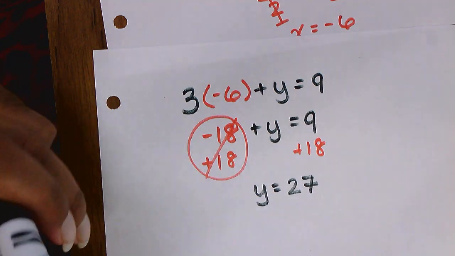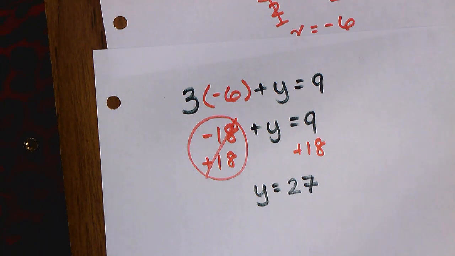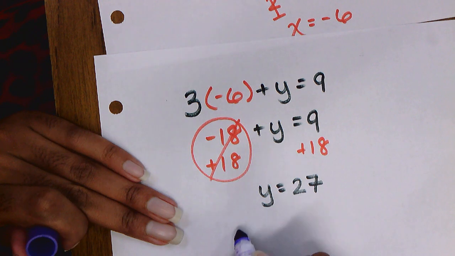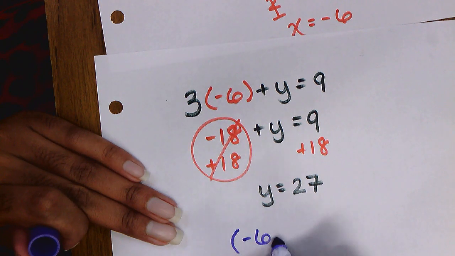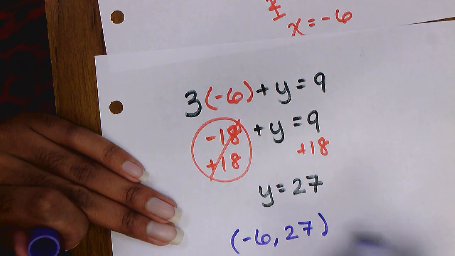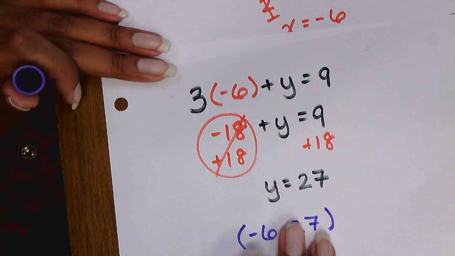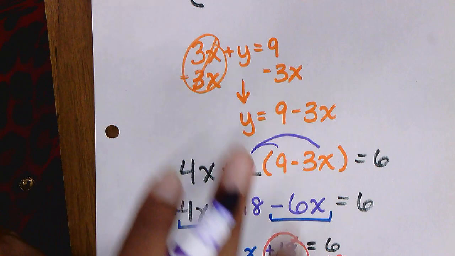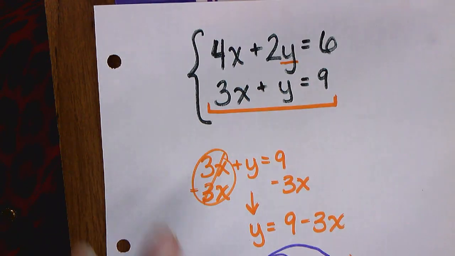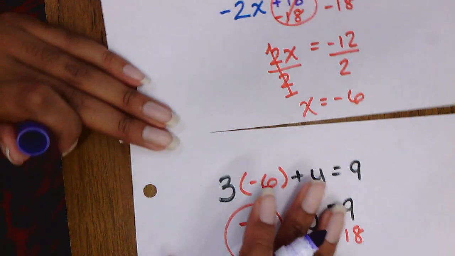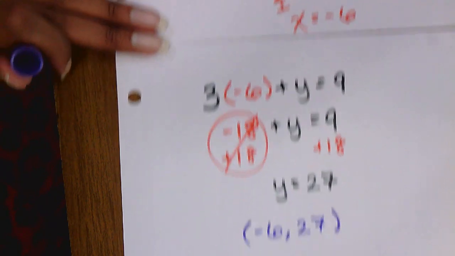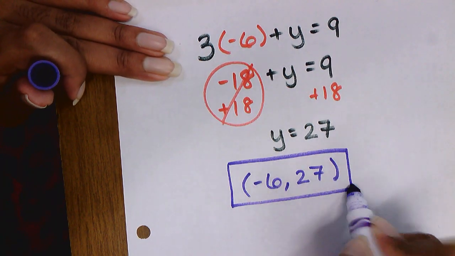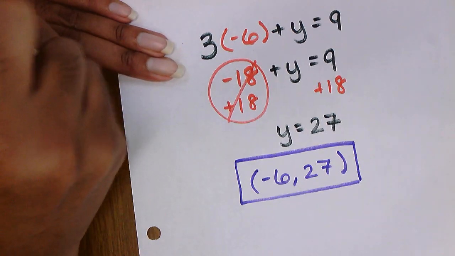So our final answer, let me pick a different color. Our final answer should be that the solution to the system of equations is the point negative 6, 27. You can check your work by graphing, or you can substitute x and y into both of your original equations and see that they both make true statements. So, final answer in a box. Always check your work via graphing or substitution.